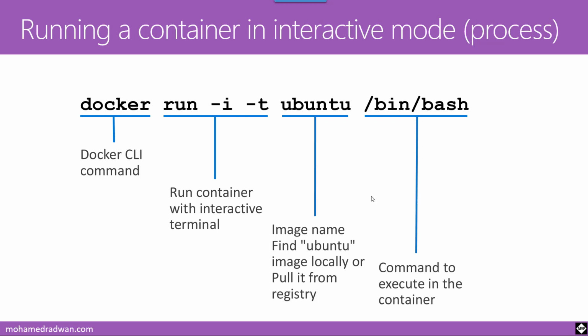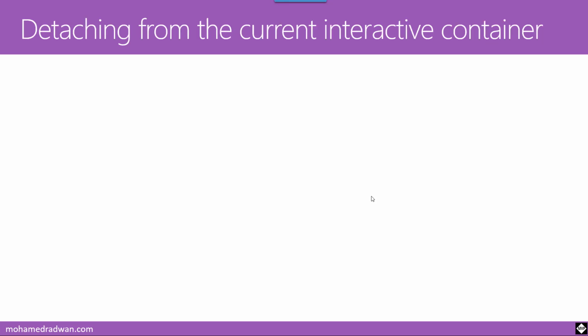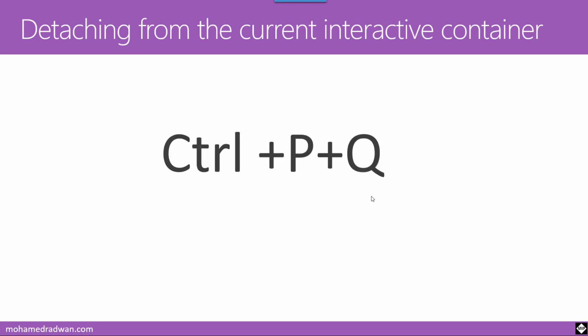So my terminal will open the container with this command. Once I did that, it means that I will be running inside the container. So I can detach from the current interactive container. If I press Ctrl P Q, I will detach from the container, so I will not be inside the interactive container. We will see that in more detail in the demo.